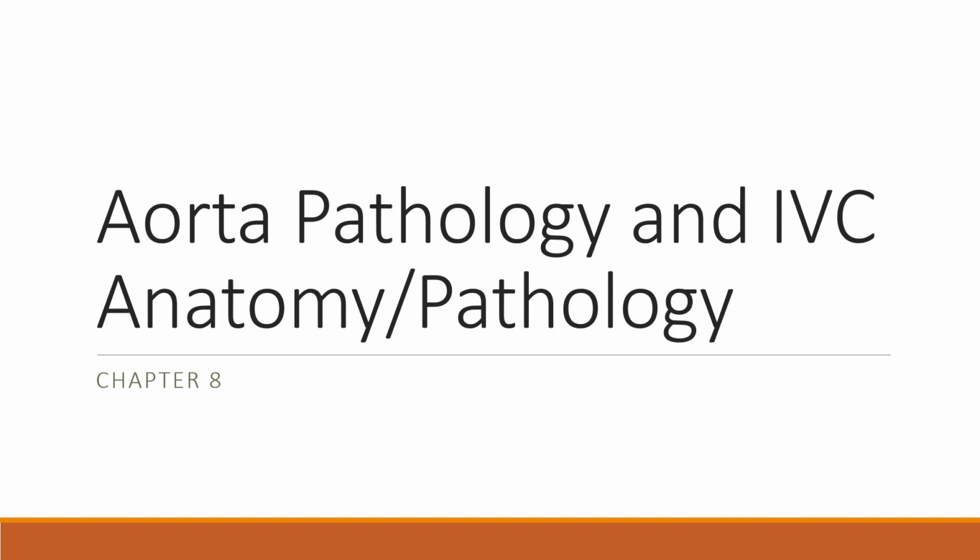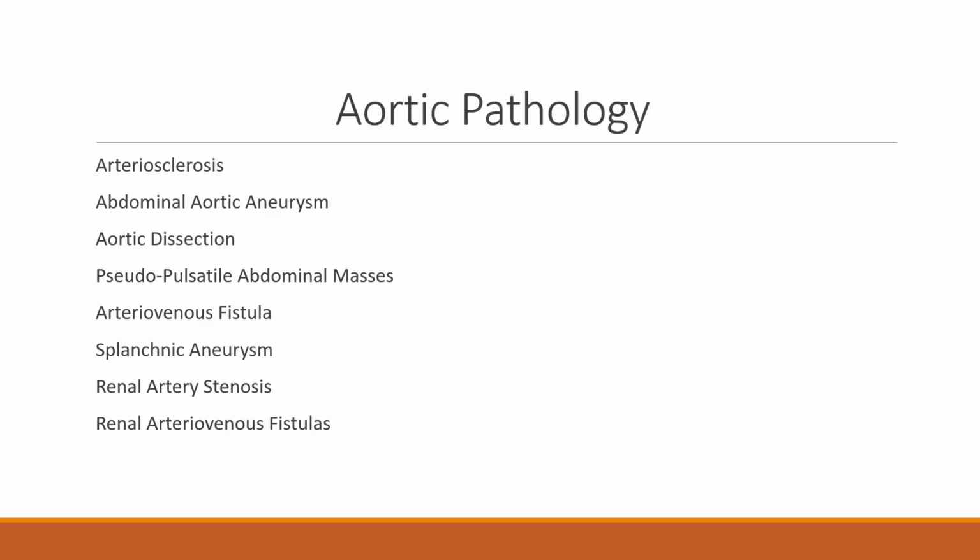In this lecture, I'm going to cover aorta pathologies and IVC anatomy and pathology. We're going to start with a list of the pathologies that are common to the aorta and that you should know: arteriosclerosis, atherosclerosis, abdominal aortic aneurysms, aortic dissection, pseudopulsatile abdominal masses. You should know what an arteriovenous fistula is, a splanchnic aneurysm, renal artery stenosis, and then renal arteriovenous fistulas. We're going to touch on all of these briefly.